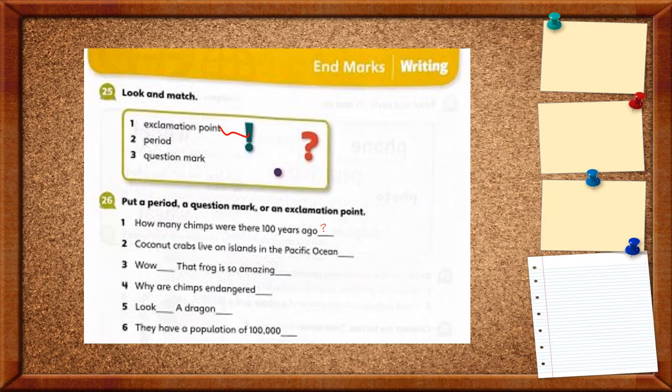Now, on page 71, it says, look and match. We have to read the name of the end mark and then make a line to the correct answer. On exercise 26, it says, put a period, a question mark, or an exclamation point. Example, number 1. How many chimps were there 100 years ago? What's the correct answer? An exclamation point, a period, or a question mark? Very good, a question mark. Now complete the next ones.